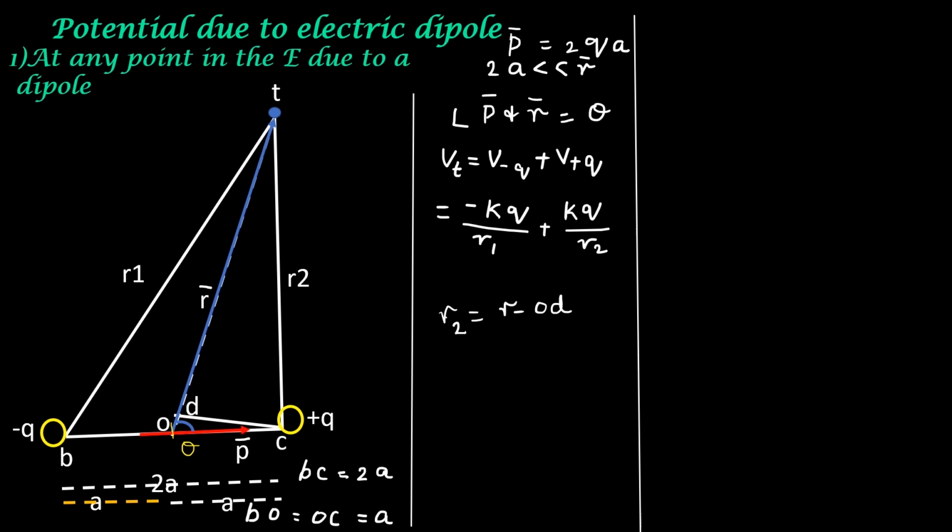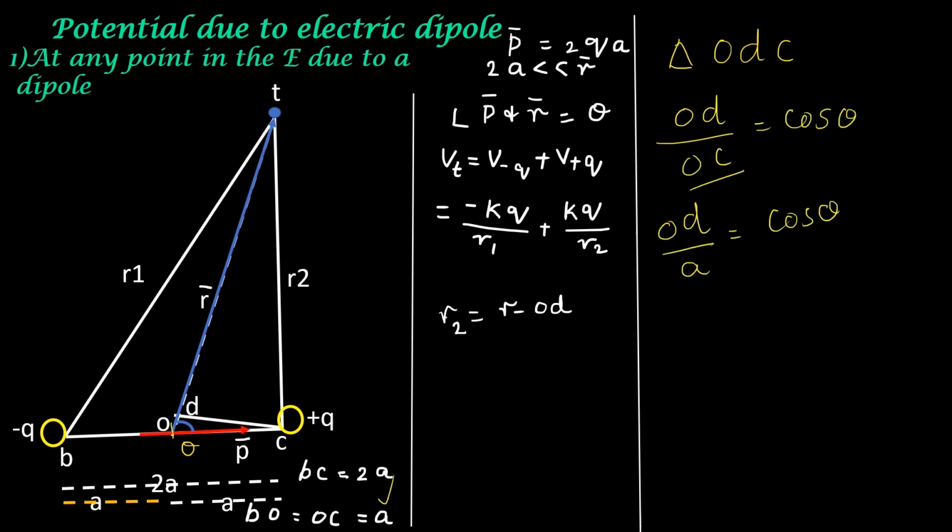We will use a little bit of geometry again to get the value of OD. Consider the right angle triangle DCO. Base upon hypotenuse is equal to cos theta. OD is the base and OC is the hypotenuse equal to A. So OD will be equal to A cos theta. I hope you were able to understand these points clearly.